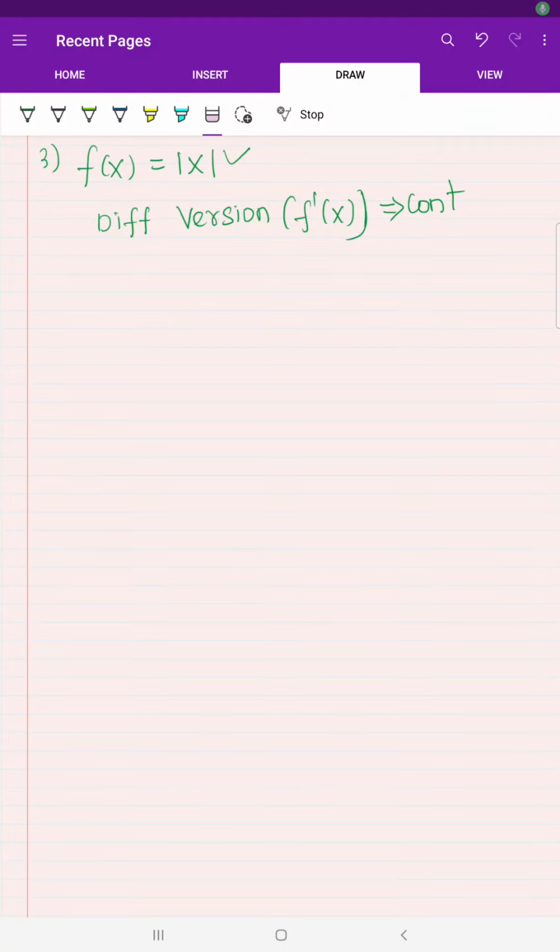Hi guys. So in the last section, I gave homework. I don't know how many of you found this. What is the differentiated version of f of x? Let me bring the answer.